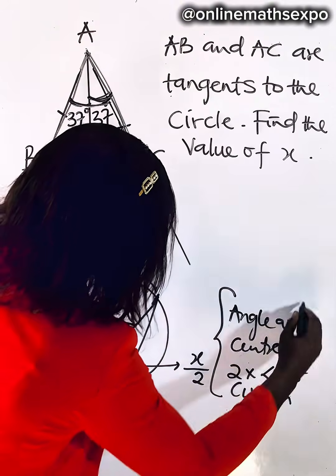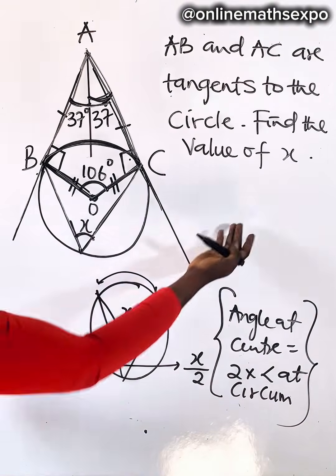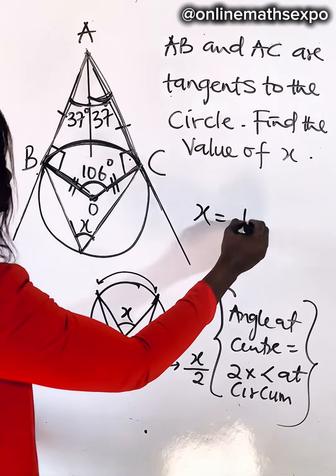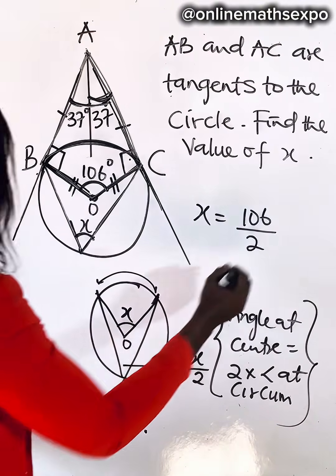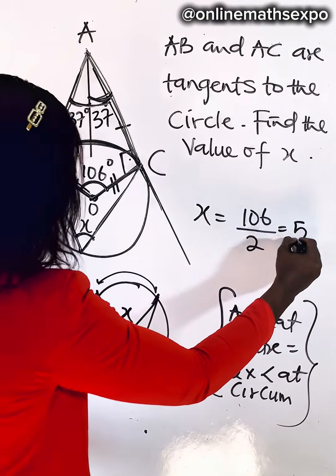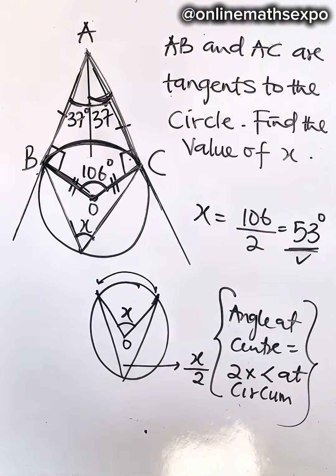That is our reason. So if you apply this principle here, we are going to have, let's work it up here, our x will be 106 divided by 2, obeying what we stated here. And when you divide this, it gives you 53 degrees as the value of x.